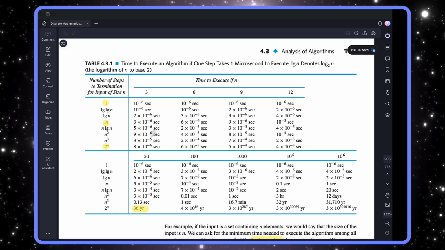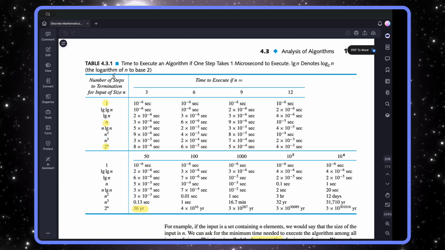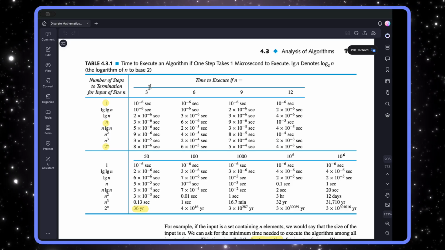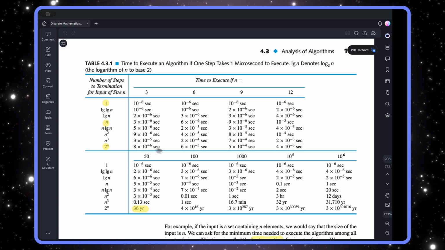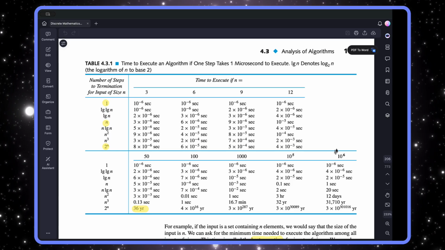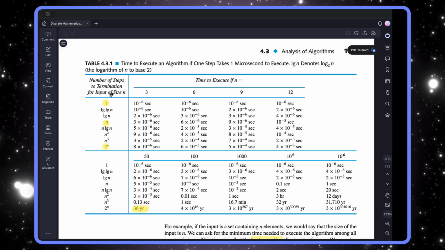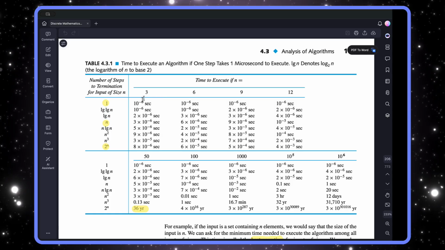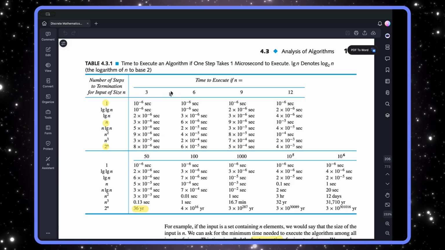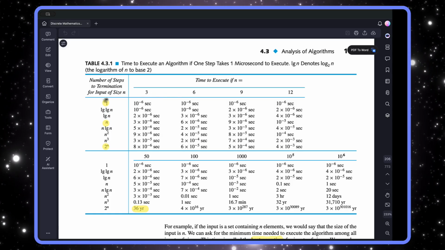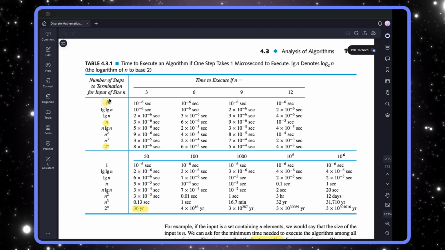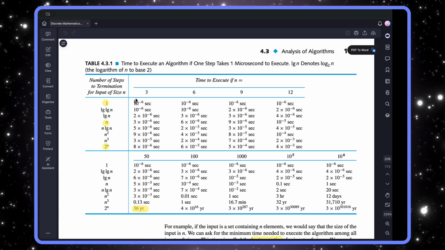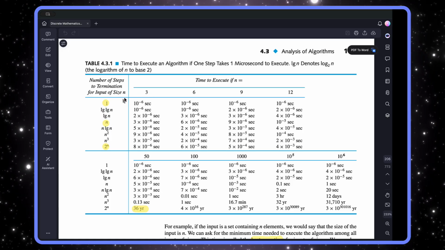So this table here, let's see what we have. The number of steps to termination for an input of size n. So these are the inputs, right? 3, 6, 9, 12, 50, 100, et cetera. And if we assume that it takes 10 to the negative 6 seconds to make one calculation, then if it terminates in one step, it would just take 10 to the negative 6 seconds to complete the program.